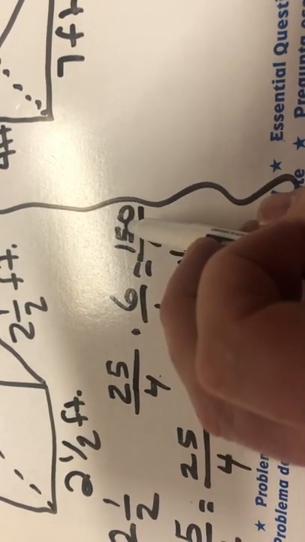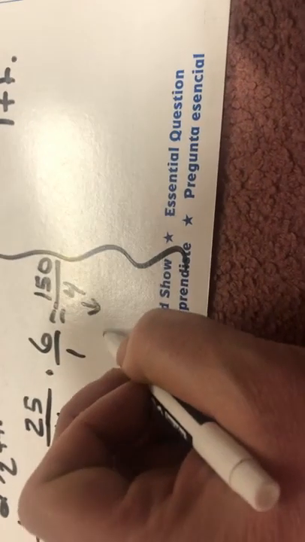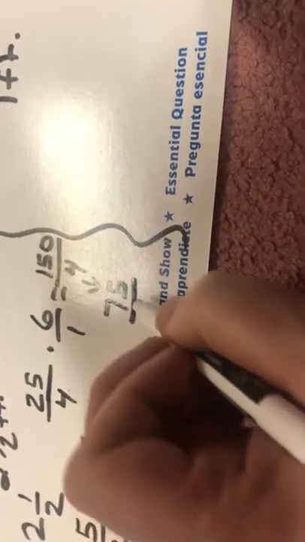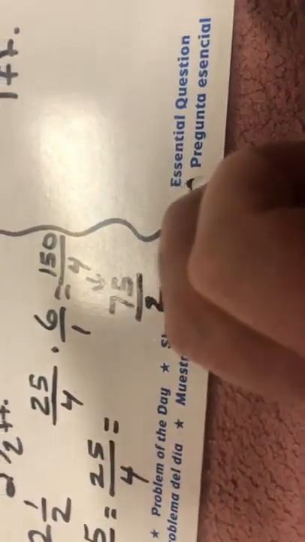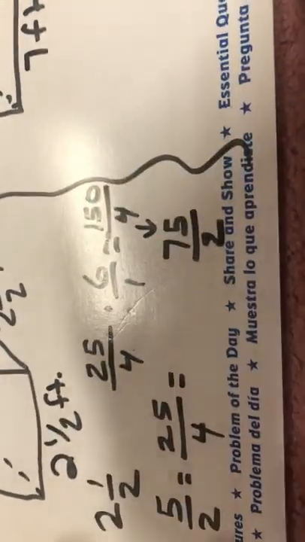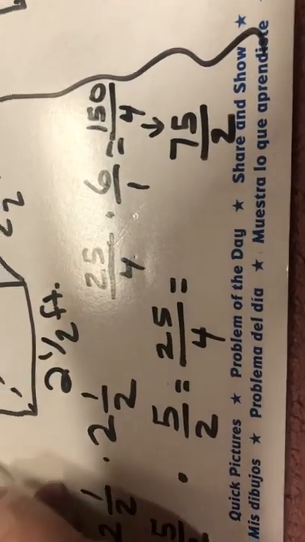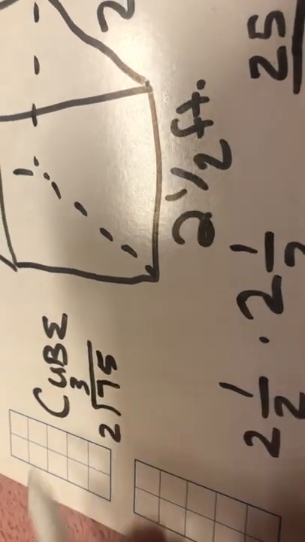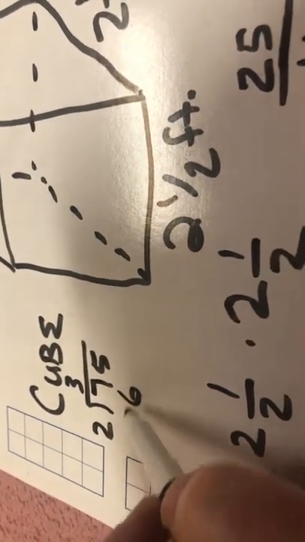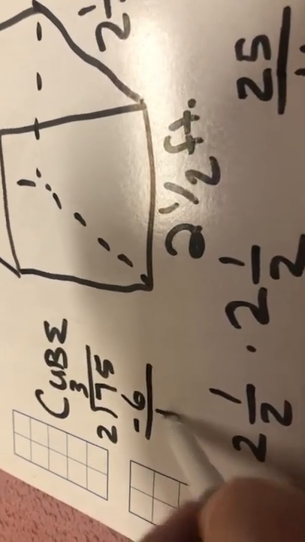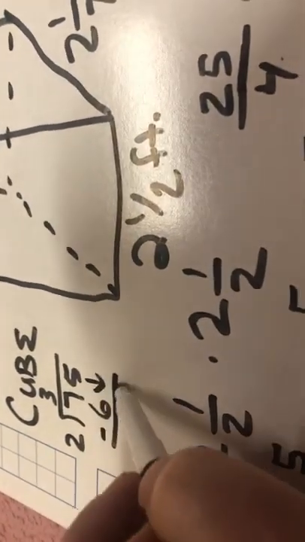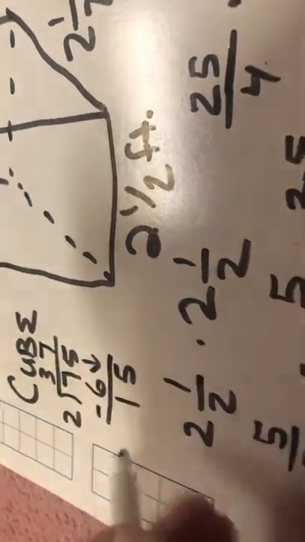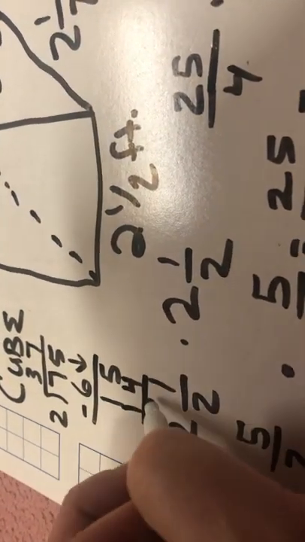If I do 150 divided by 2, all even numbers are divisible by 2, I would get 75. 4 divided by 2 is 2, and that leaves me with 75 over 2. So I can come over here and do 2 going into 75. Well, 2 can go into 7 3 times. 3 times 2 is 6. 7 minus 6 is 1. If I bring the 5 down, 2 can go into 15 7 times. 7 times 2 is 14.